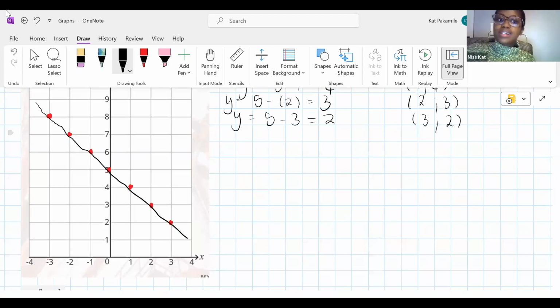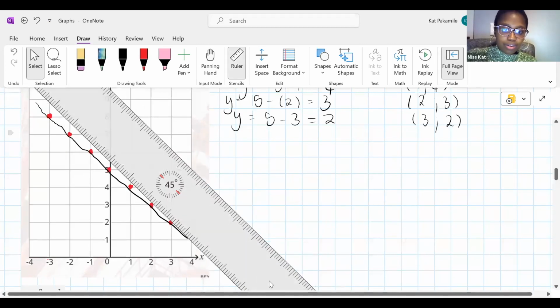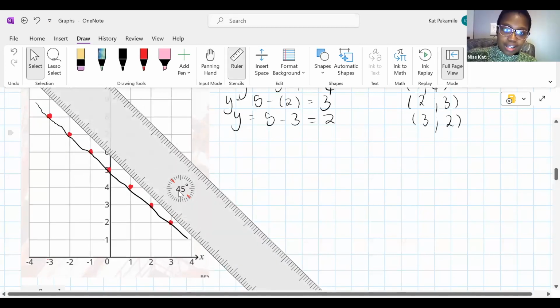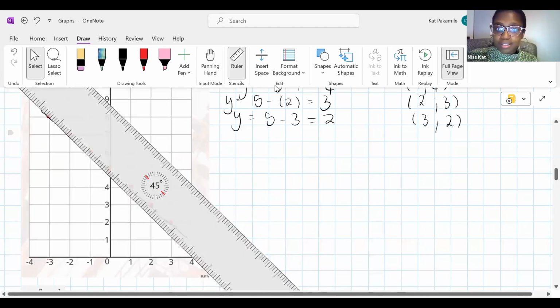Okay, obviously, when you're doing this in your book, you're going to use a ruler. It is a linear graph, guys. It is actually decreasing, but it is a linear graph. The ruler is very complicated. I tried to use it, but I don't know what's going on with the ruler. I don't know what to do. Am I supposed to spin it? Yeah, I'm done.